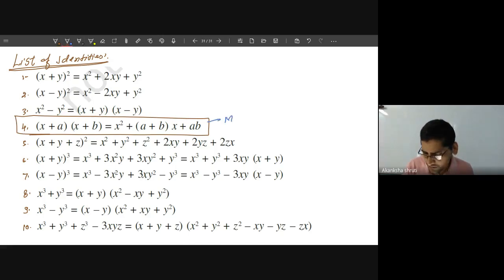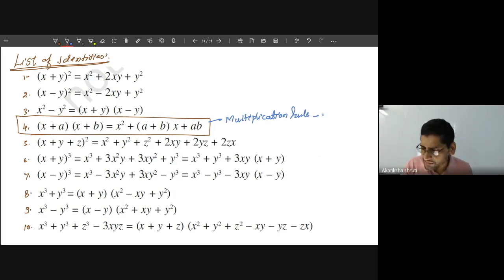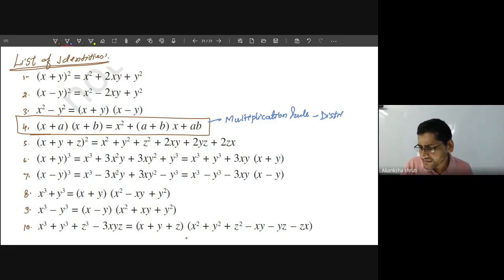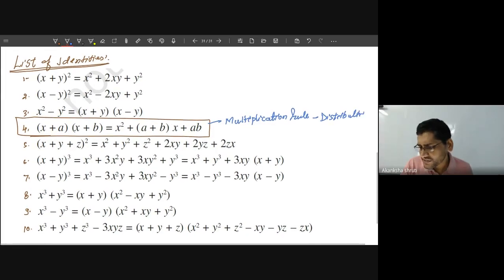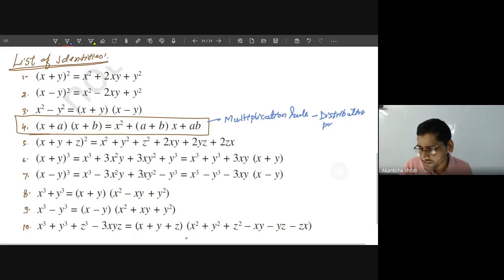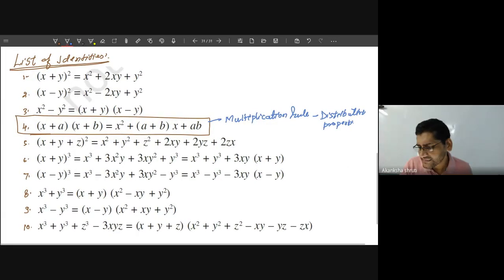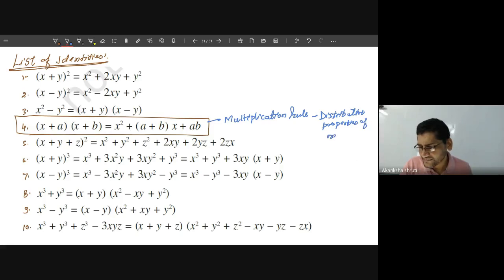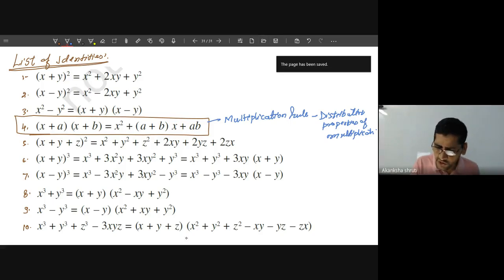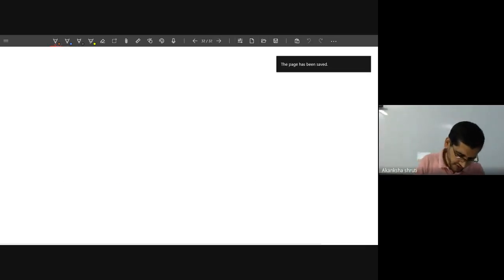It is nothing but your multiplication rule, the distributive property of multiplication. So you can get this very easily. This thing we will apply in our next class. So for today we have the homework. What is the homework?